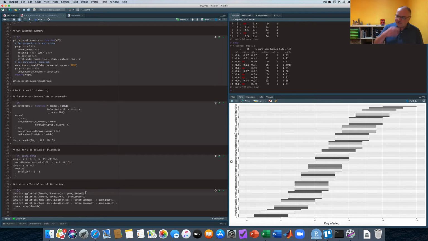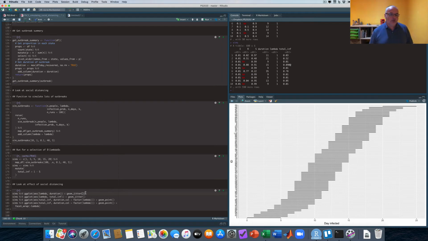So before I do that, stop and have a think. As lambda goes up, do you in fact expect more or less people getting infected? But the other question is, how does it affect the length of the outbreak as well? Okay, got a pause, had a think, good.